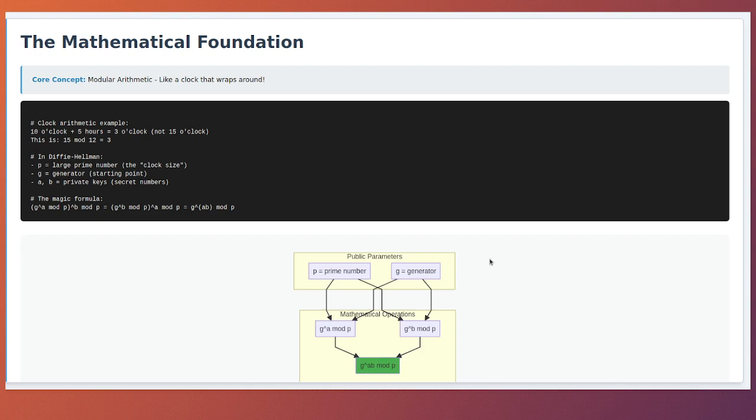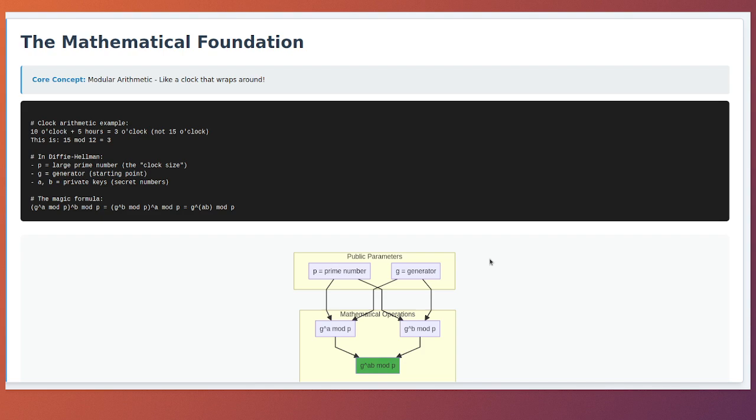Each person then picks a secret number, their private key. This is like picking your secret color. The clever bit is that we use exponentiation with modular arithmetic. If my secret number is a, I calculate g to the power of a modulo p. This is like mixing my secret color with the public yellow.